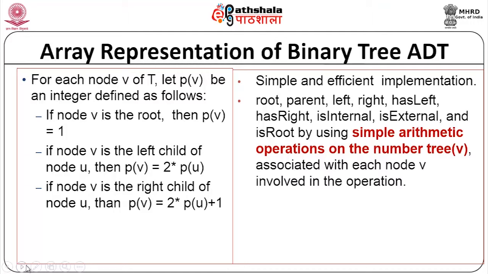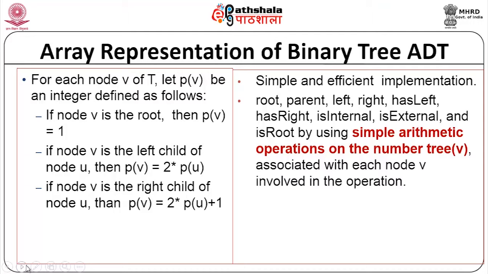So, 7 by 2 is 3, and if I want to find the parent, and the left and right children, it is just 2 into 3 and 2 into 3 plus 1. If I ask whether it has a left child, you calculate the position and find whether it is occupied. Similarly, for internal, I have to find the position again and see whether it is occupied.